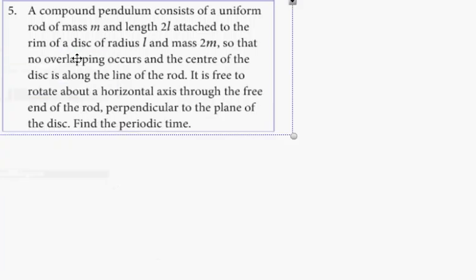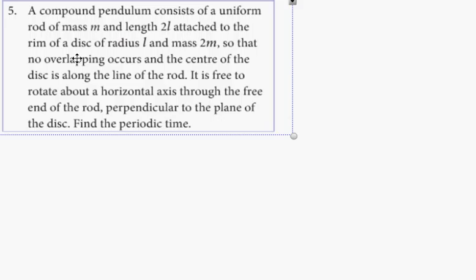A compound pendulum consists of a uniform rod of mass m and length 2L attached to the rim of a disc of radius L and mass 2m, so that no overlap occurs and the center of the disc is along the line of the rods. It is free to rotate about a horizontal axis through the free end of the rod, perpendicular to the plane of the disc. Find its periodic time.